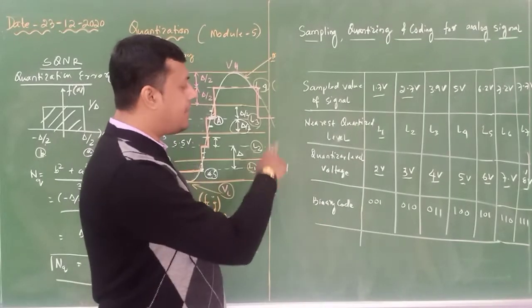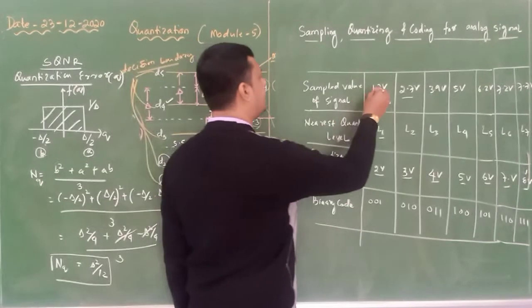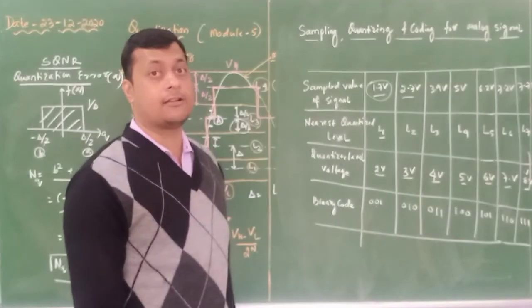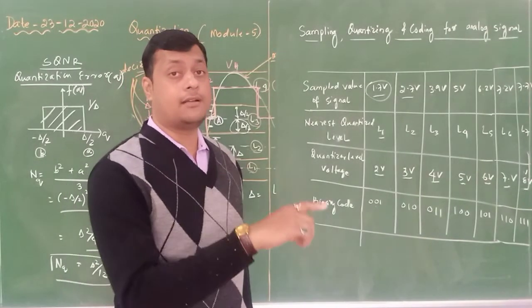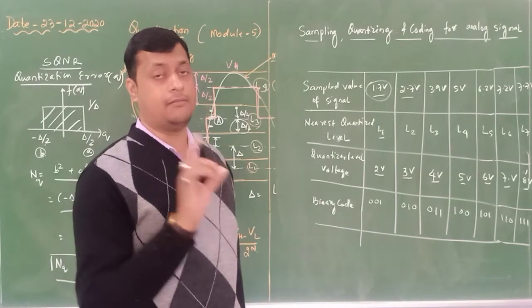So when this binary was represented, that means you have converted the sampled signal into binary data. This is called conversion of analog signal to the digital signal with the help of the quantization process.